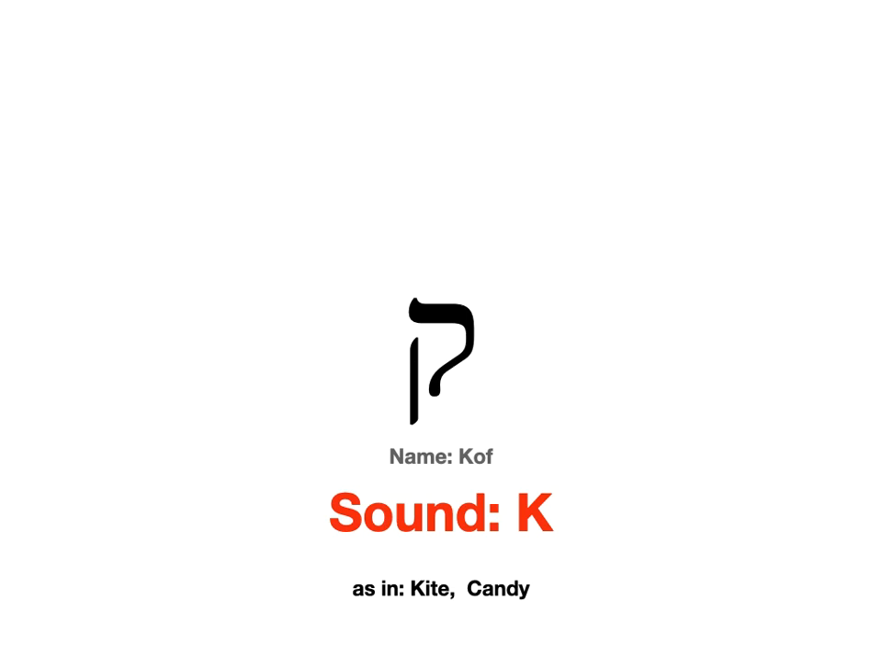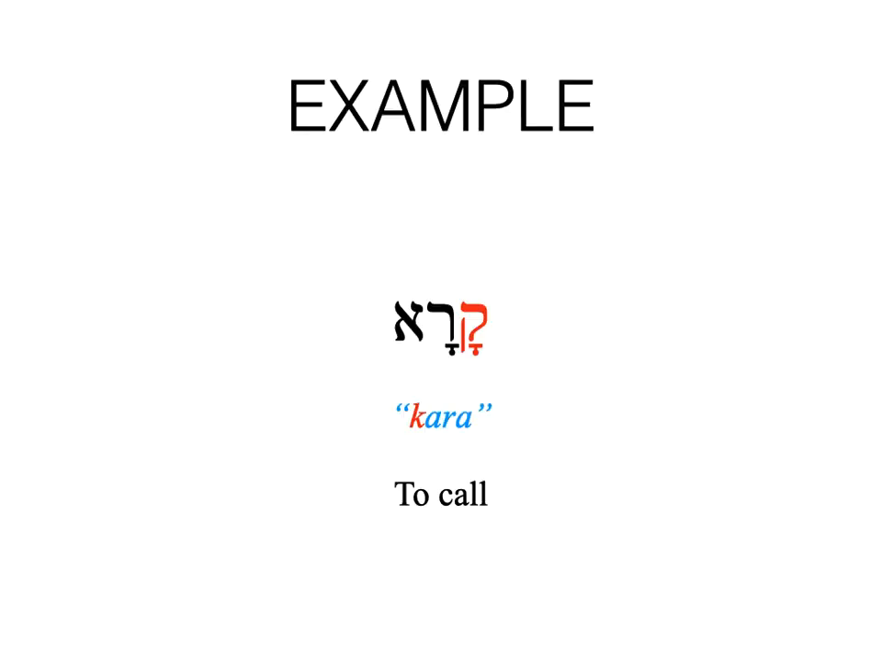The next sound is kuf, k, like candy or kite. And here is an example, kara. Kara means to call. Kara, to call. K, like kite.